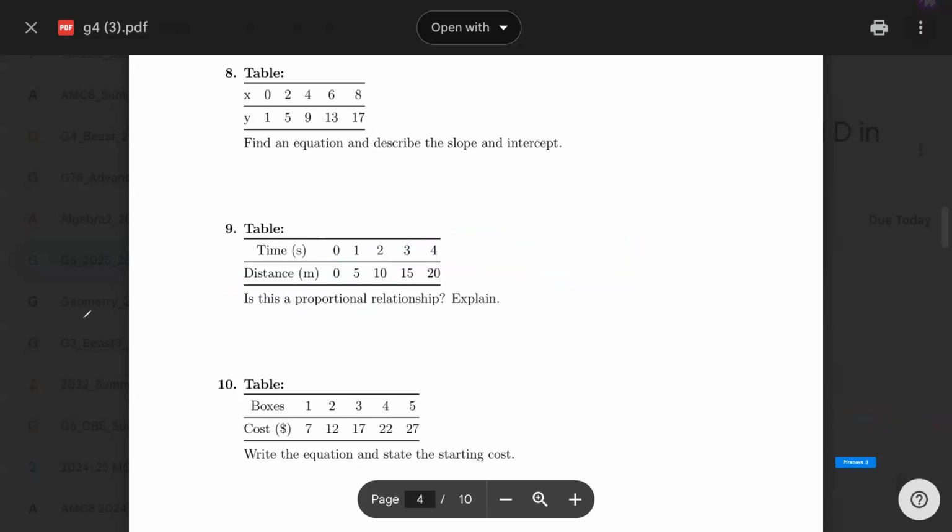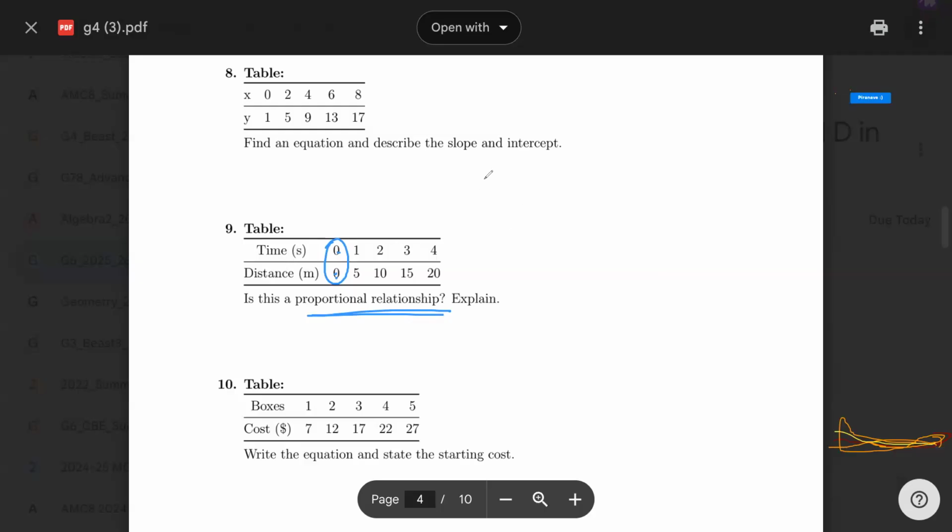And I'll tell you a secret trick. If the table ever has 0 comma 0 as an entry for input and output, then it is a proportional relationship. If 0 comma 0 cannot be placed in the table, then it is not a proportional relationship. Make sense?